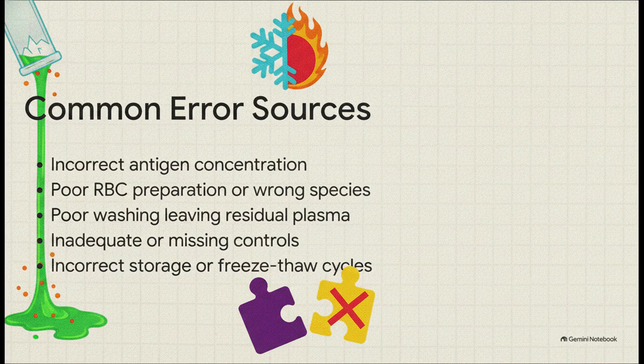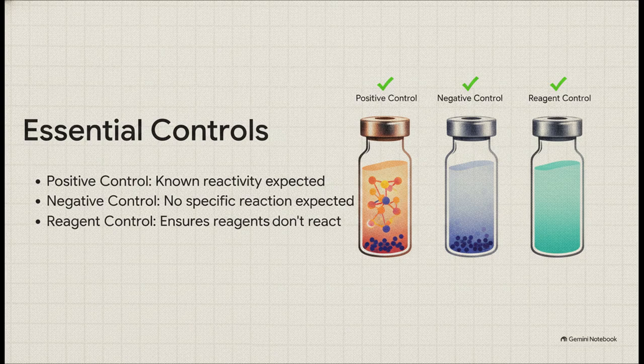Got an off-balance concentration? You get weak reactions. Use the wrong species of RBC for a specific virus? The test completely fails. Leftover plasma from a poor wash? Immediate interference. Even a simple, seemingly tiny mistake, like an unnecessary freeze-thaw cycle, can cause total antigen degradation. Let's move on and see how this builds our safety net.